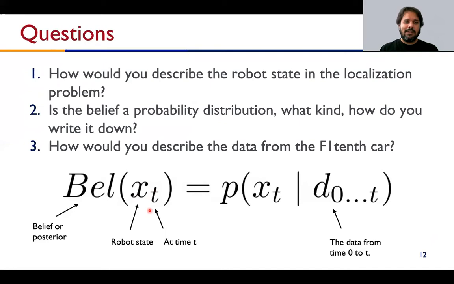I think this is the easiest answer of all. The state, as I've already said, in our case is going to be the pose of the robot. So the pose of the robot is the 2D coordinates plus the orientation. That's the thing of interest for us, which we can describe as the robot state.